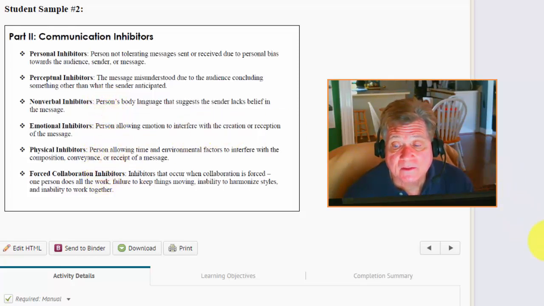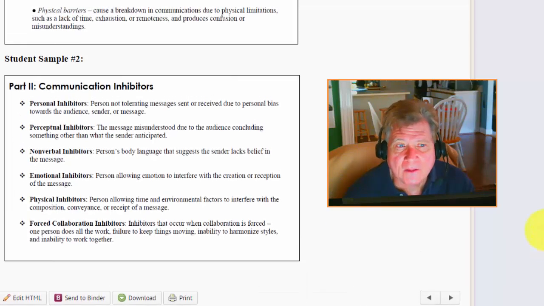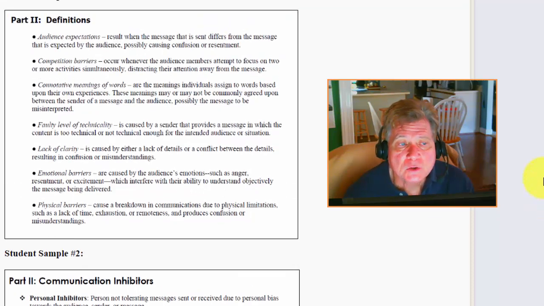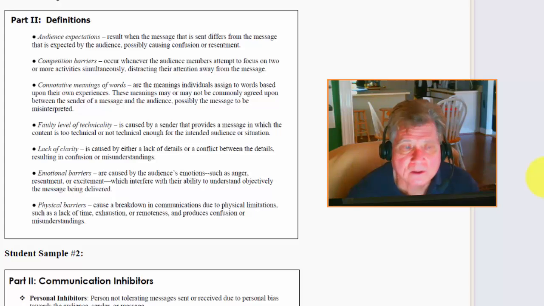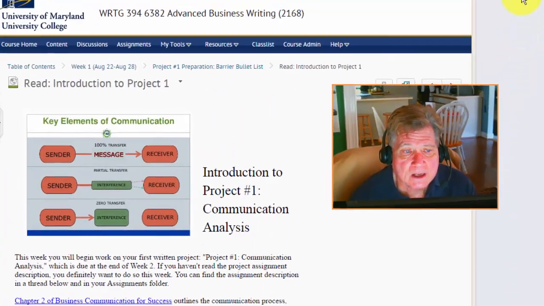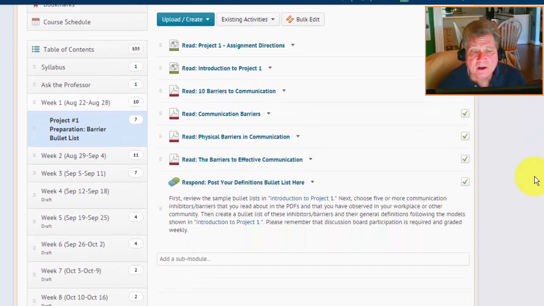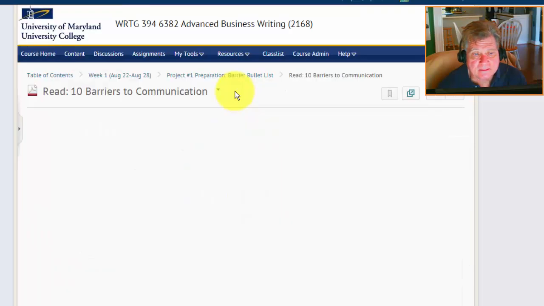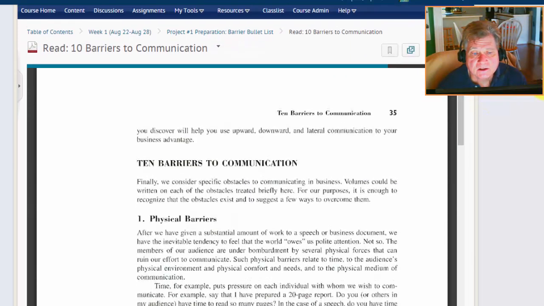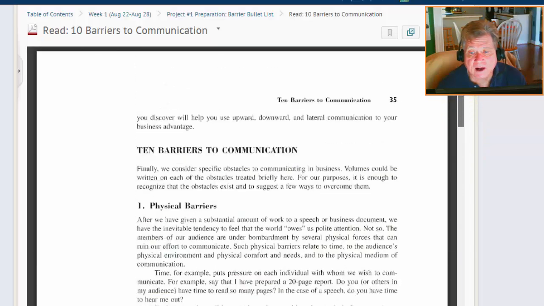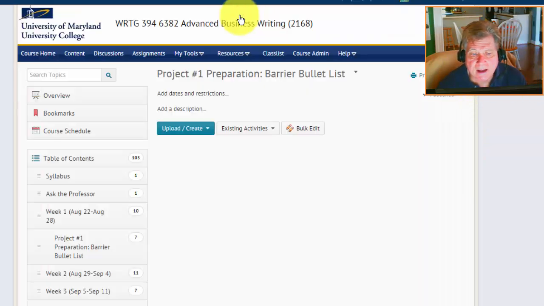And the last thing to notice about these definitions is that they tell how the inhibitor works to interfere with the message. Now you are to post your bullet lists to the discussion board after you've done all this reading. Let's take our breadcrumb back to the submodule. You'll notice that you have, looks like, 4 PDFs to read. And each of these 4 PDFs discusses different communication inhibitors, certain communication barriers, and provides examples of them. In other words, you're just getting background material.